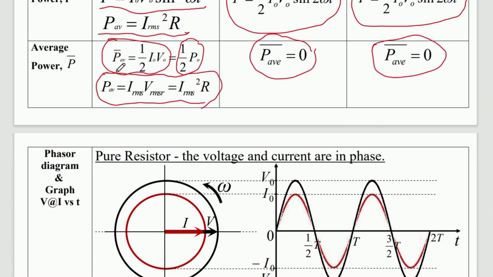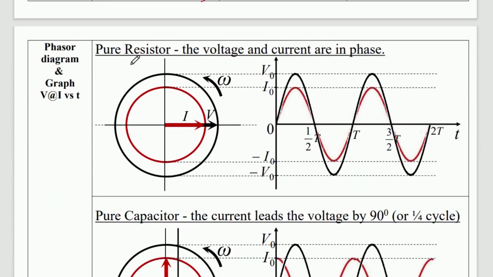Now look at the phasor diagram. We draw the phasor diagram from the graph that we sketched. For the pure resistor, as we said, both current and voltage are in phase because they start from the same point. So this is the phasor diagram for the pure resistor. The current and the voltage are in phase.